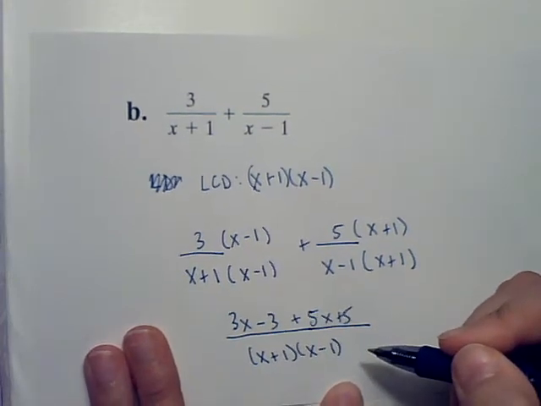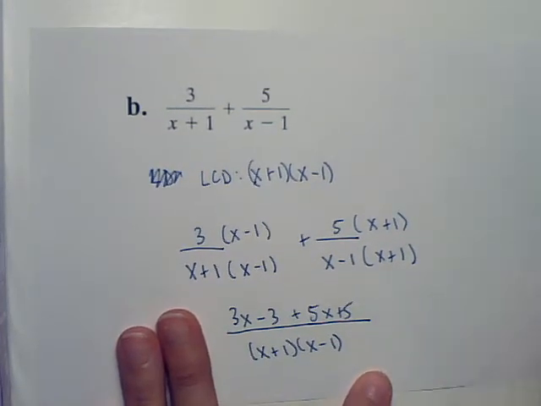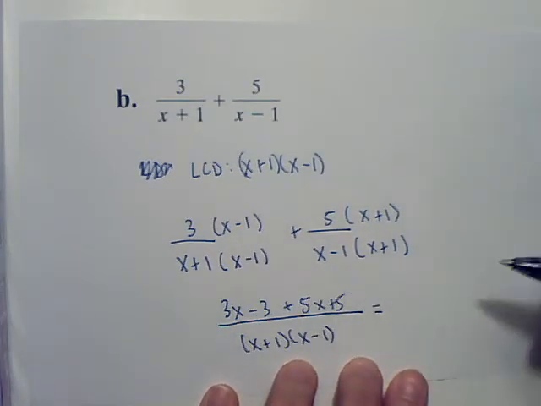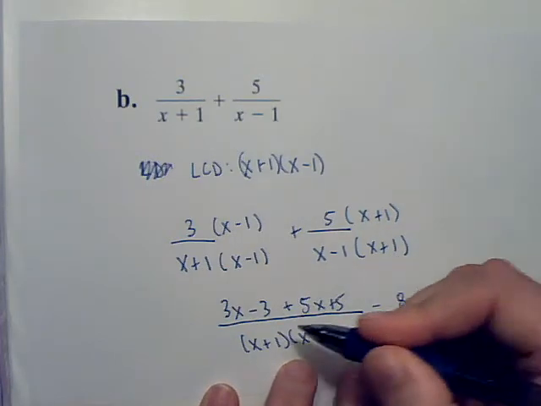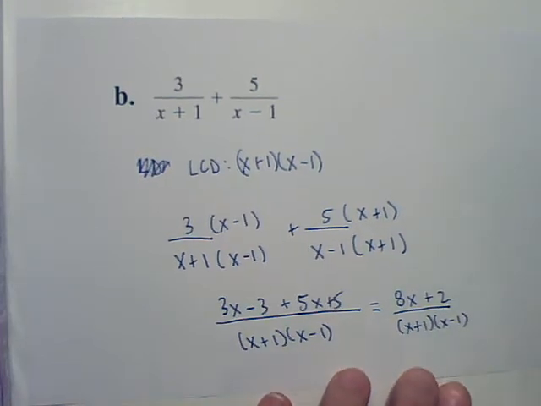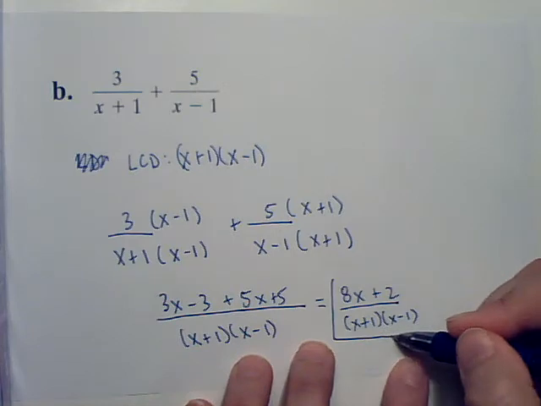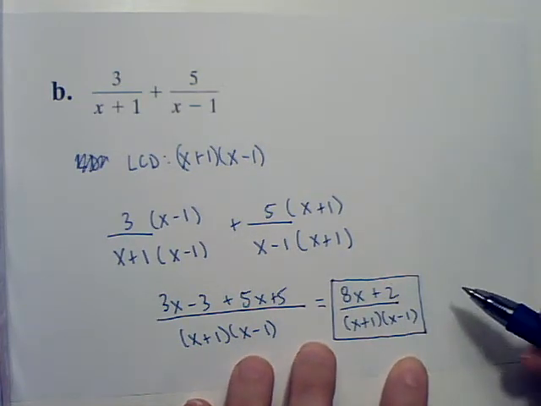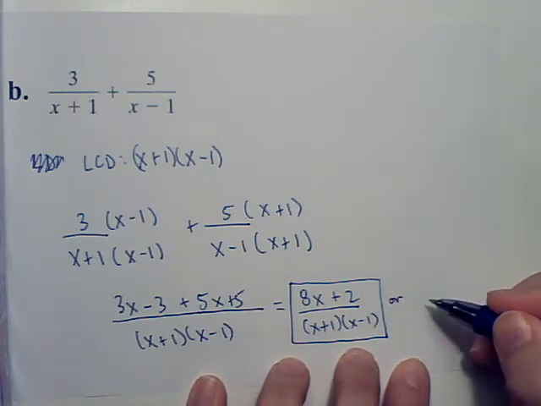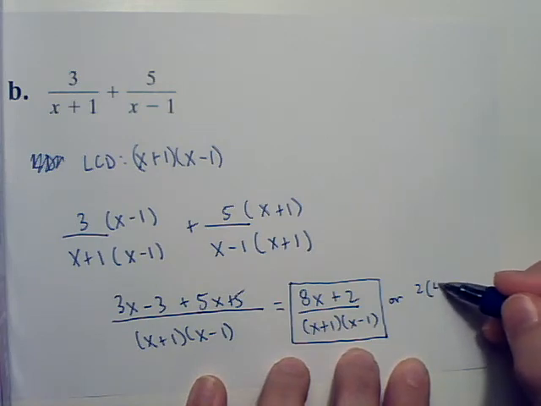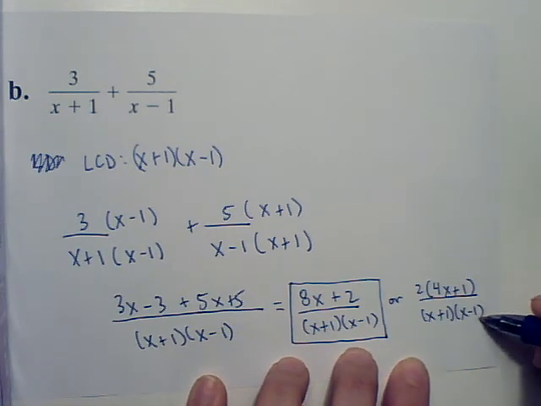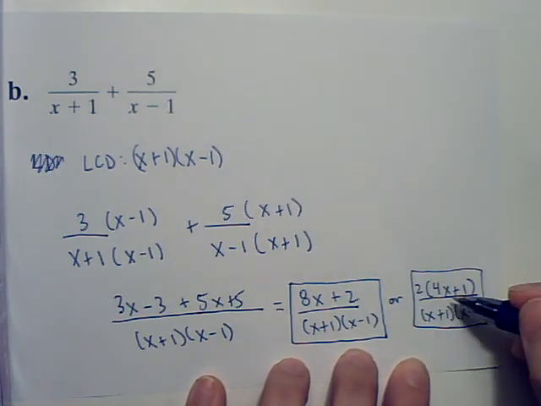Feel free to FOIL that if you want to, but it's honestly easier if you just leave it factored, because you might be able to cancel later, and it's just one less step you have to worry about. Okay, and go ahead and combine like terms in the numerator. That gives you 8x plus 2 over x plus 1, x minus 1. Now you can leave this as your answer, and the reason we don't really have to factor out the numerator is because it won't cancel or anything. But if you want to, that's fine. You can take out a 2 from the numerator, leaving you with 4x plus 1 over x plus 1, x minus 1. And both of those are completely acceptable. You don't have to factor because nothing will cancel.